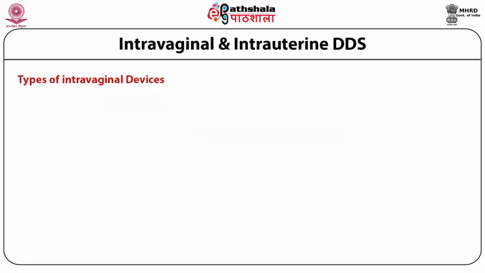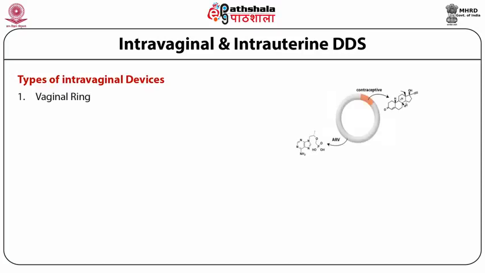The first one is referred to as the vaginal ring, which is shown on the screen in front of you. It can be either a sandwich type or a reservoir type, depending upon the arrangements of the polymeric membrane release layers and the drug presence. And the other are the mucoadhesive systems. As the word mucoadhesive suggests, such systems will have an additional quality of adhering to the intravaginal membrane so that the retention time is much more enhanced.